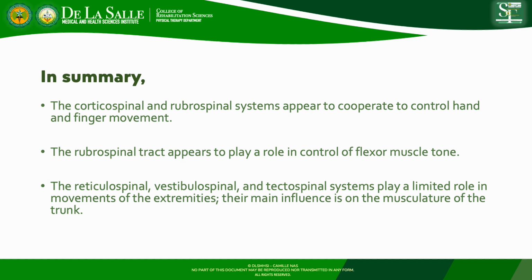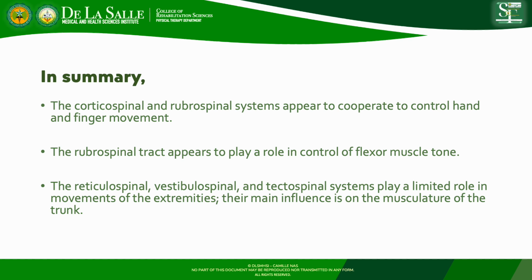So, in summary, the corticospinal and the rubrospinal systems appear to cooperate to control hand and finger movement. Again, what is the function of the rubrospinal tract? It is to facilitate flexor muscles. So, the rubrospinal tract appears to play a role in controlling the flexor muscle tone.